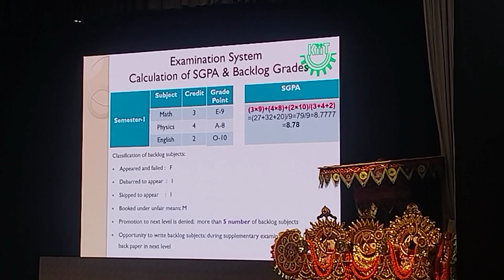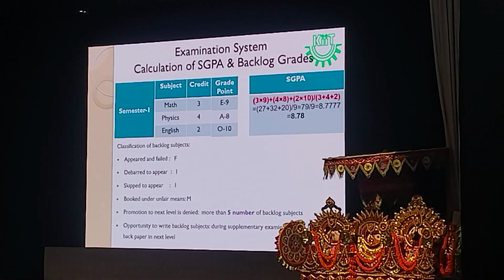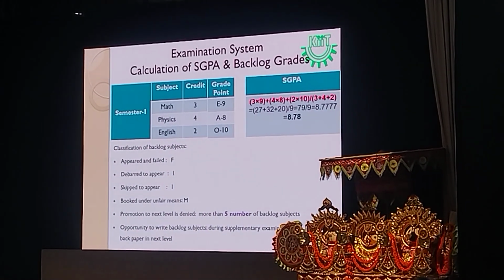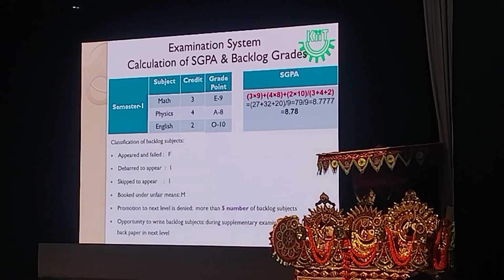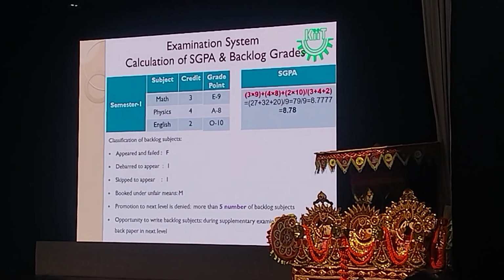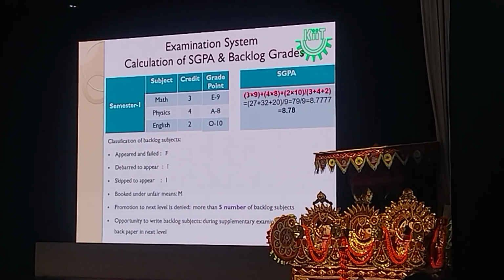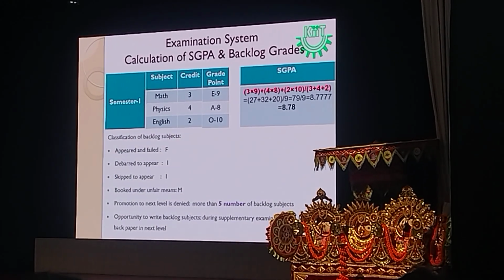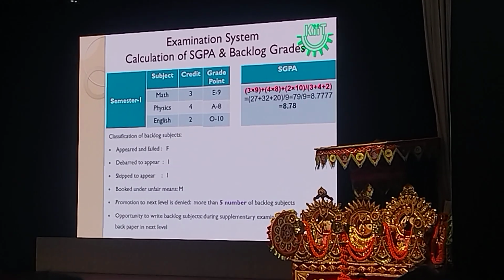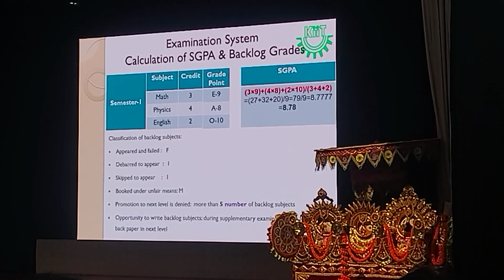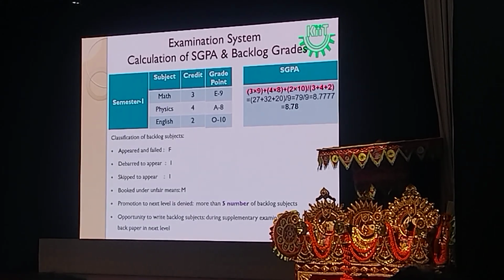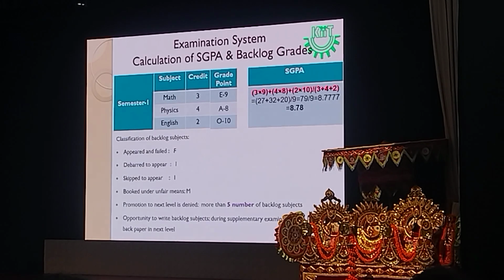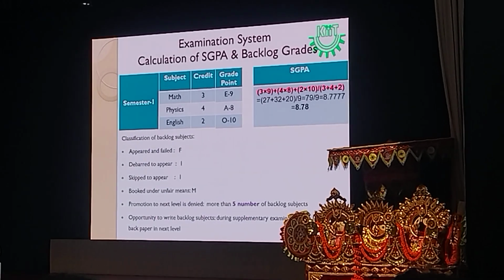Depart to appear is when a student is not allowed to appear because of attendance issues. And skip to appear means that because of some health reason or some other situation, a student could not appear for the end semester examination. Then also an I grade. I means incomplete grade. It is not an actual grade. It will be replaced by an actual grade whenever the student reappears for the subject.